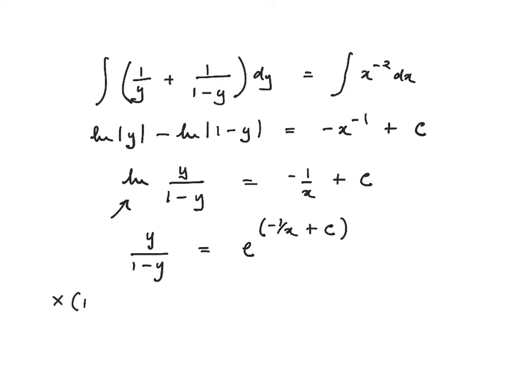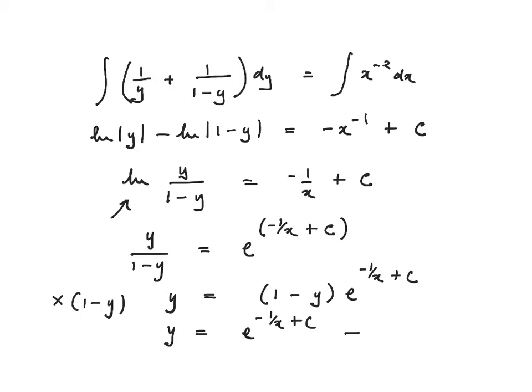I'm going to multiply by 1 minus y and y equals, so it's e to the minus 1 over x plus c minus y e to the minus 1 over x plus c. If I move both of the y terms together, I get y plus y e to the minus 1 over x plus c equals e to the minus 1 over x plus c. Take y out as a common factor.